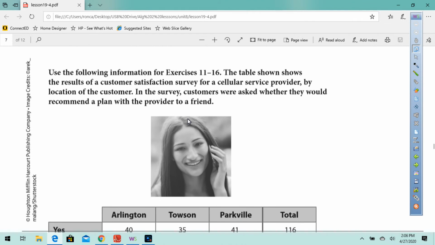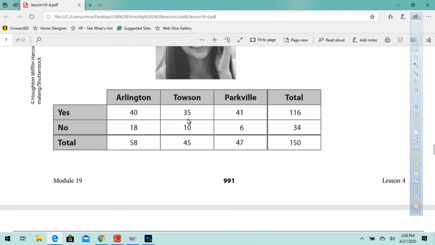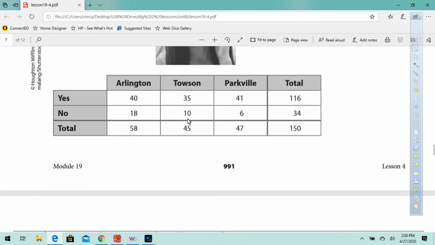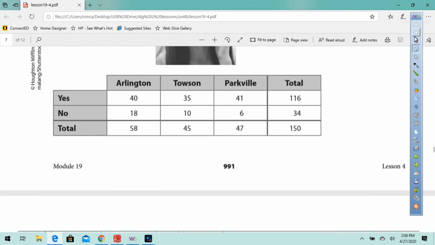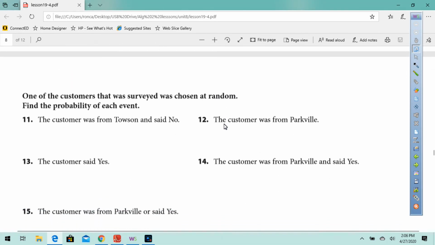Use the following information for exercise 11 through 16. The table shows the results of a customer satisfaction survey for a cellular service provider by the location of the customer. In the survey, customers were asked whether they would recommend a plan with the provider to a friend. So what do we got here? Arlington, Towson, Parkville, total. And I might have to take a picture of that. We got our picture. And then I guess on the next page here. There we go.